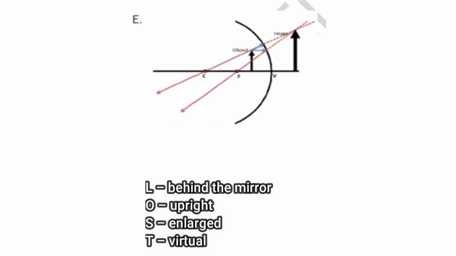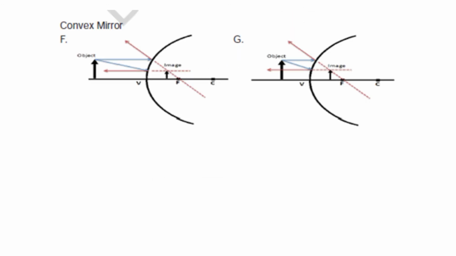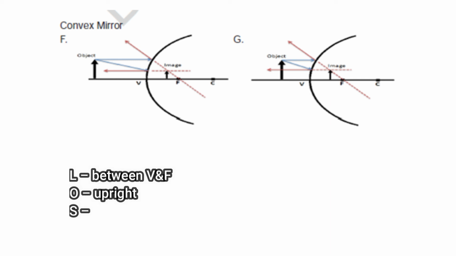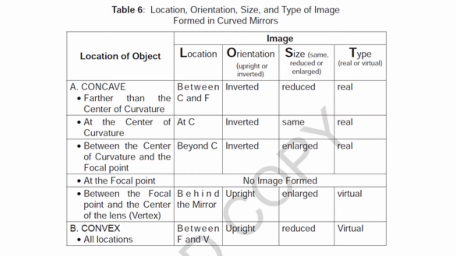type is virtual. For convex mirrors, the images formed are always: the location is between V and F, the orientation is upright, the size is reduced, and the type is virtual. Here is the summary on the location, orientation, size, and type of images formed in curved mirrors.